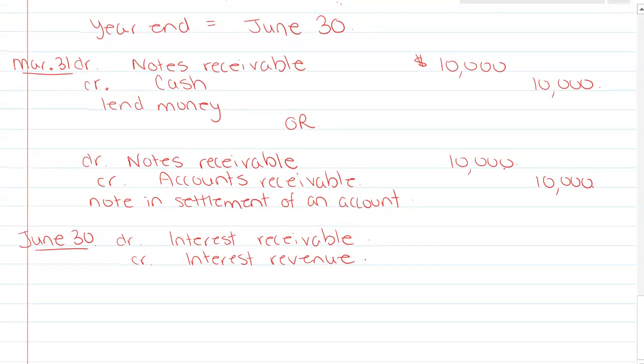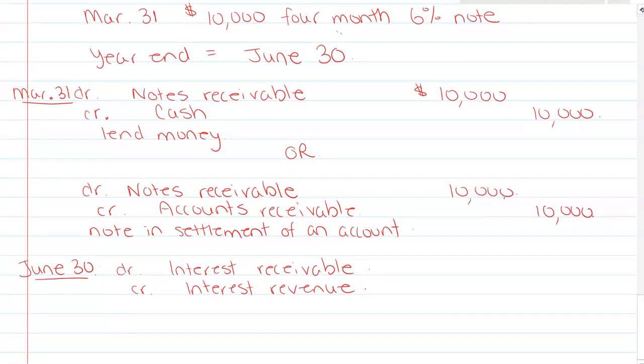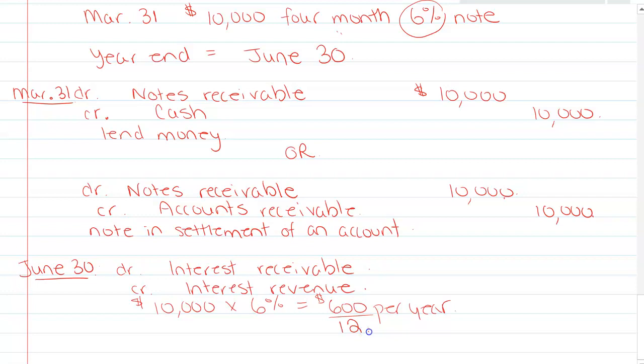So I think the easiest way to do this is to take your principal amount of the loan, which is $10,000, and multiply it by that 6%. So whenever they give us an interest rate, it's actually for the year. So that gives me $600 of interest per year. And now what I'm going to do is divide this by 12. And that will give it to me monthly.